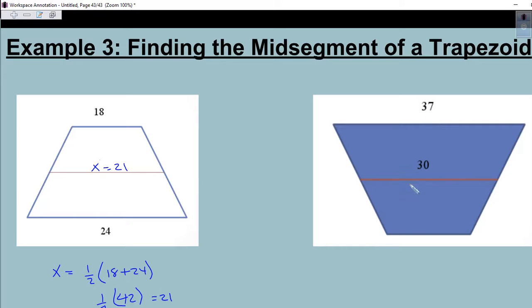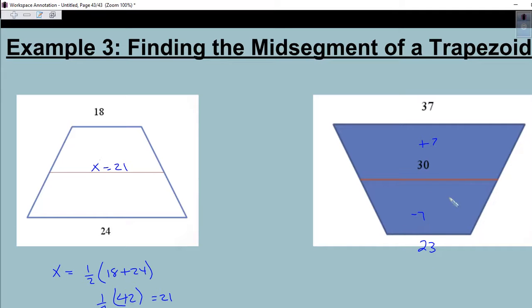Most of you guys have probably done this in your head. You can realize that this is 7 from 30. So it's 7 above. That means that this one has to be 7 below. So we're going to add 7 to get that one, and subtract 7 to get this. So the other segment would be 30 minus 7, which is 23.